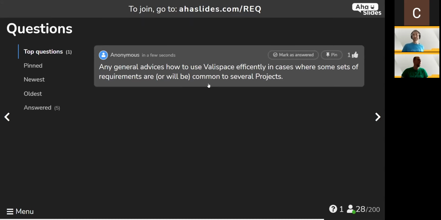Any general advice on how to use Valispace efficiently in cases where some sets of requirements are or will be common to several projects? Yes, I think it's a great question. There are basically two answers to this. I don't want to go too deep into the tool part, but I can say there is a way to make specifications applicable to multiple components, and therefore you can have traceability and verification statuses for each of these components, even if they're used in multiple projects.